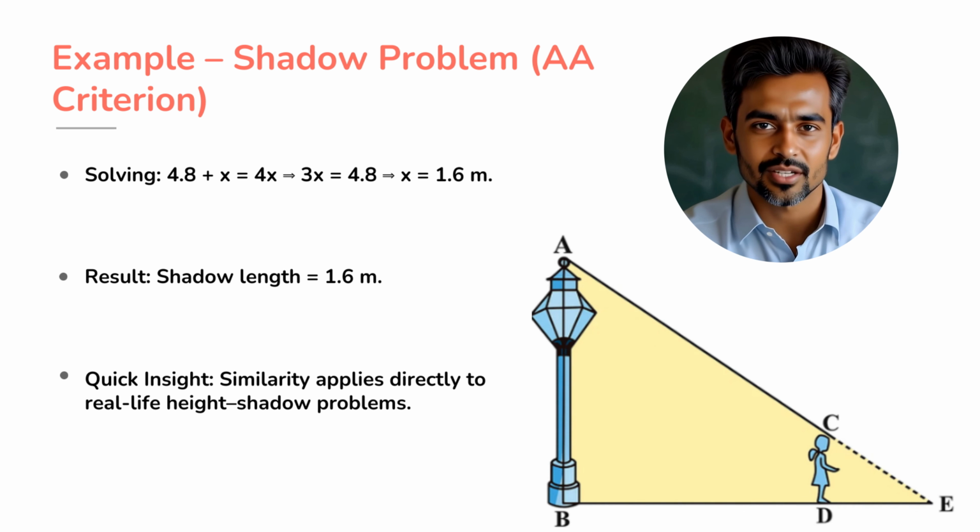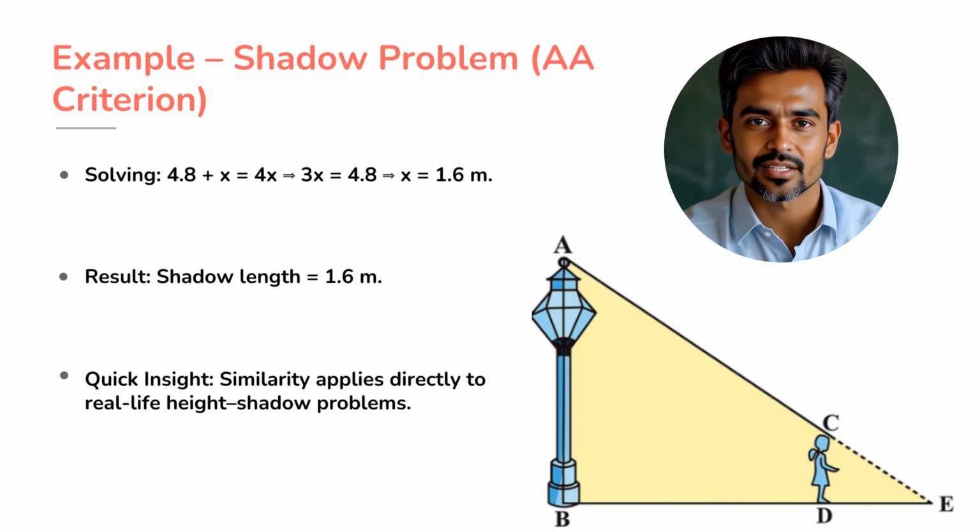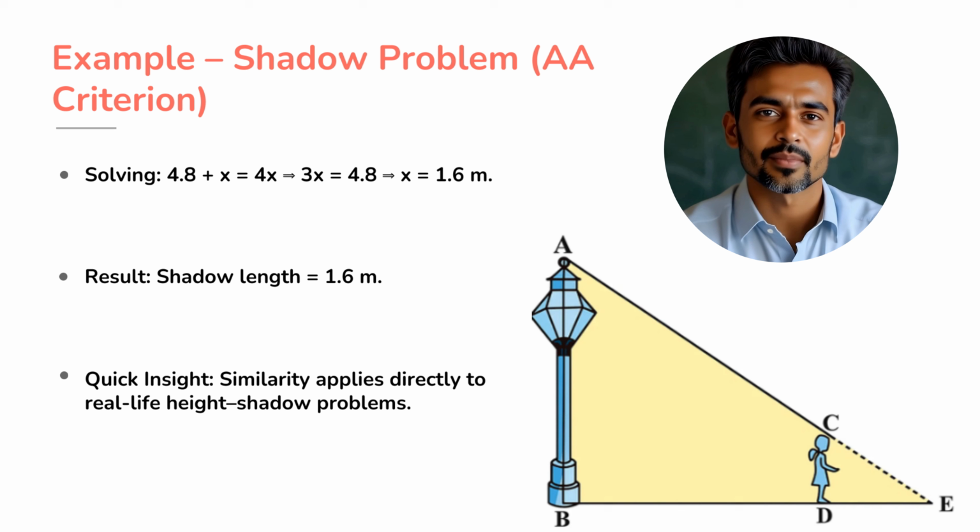When we simplify the proportion, we get 4.8 plus x equals 4x, and then 3x equals 4.8, which leads us to x equals 1.6 meters. That's the length of the girl's shadow. And there we have it, the shadow length is 1.6 meters.